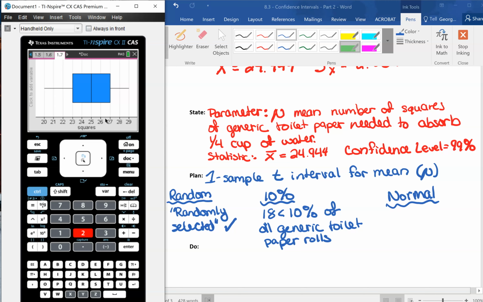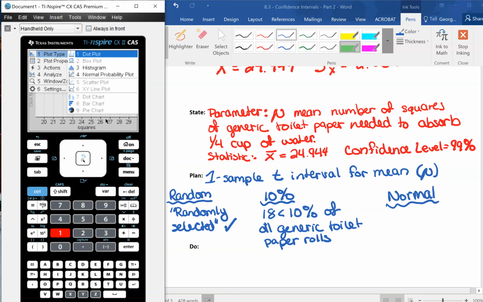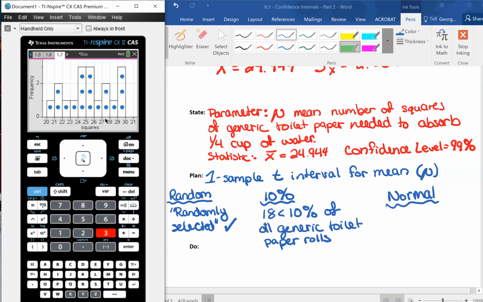To me, that looks pretty symmetrical. The left whisker is slightly longer than the right, but it looks pretty great. The other one, you can do menu, number 1, and you can look at your histogram. And so there's our histogram. Again, relatively symmetrical, not necessarily bell-shaped, but it's symmetrical. It's not really heavily skewed one way or the other. And again, no outliers. So based on that, we can go ahead and assume it's approximately normal.